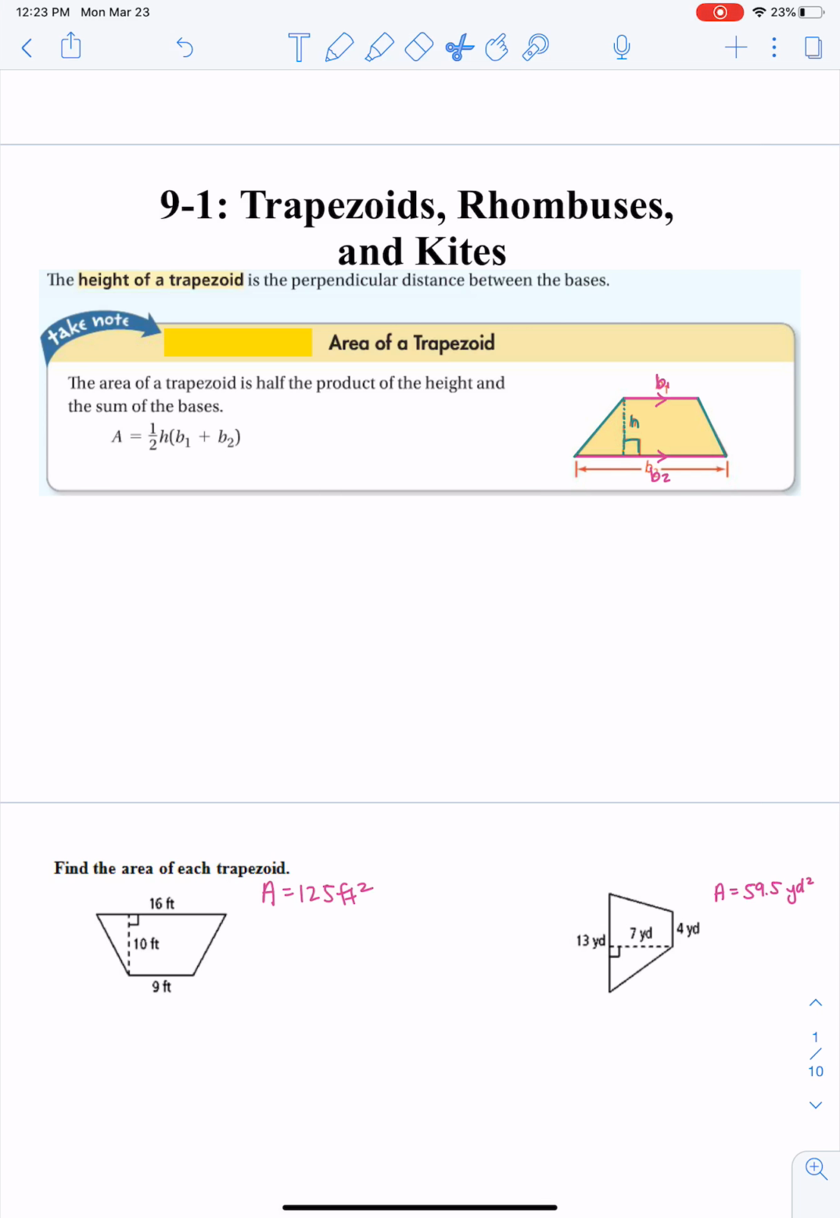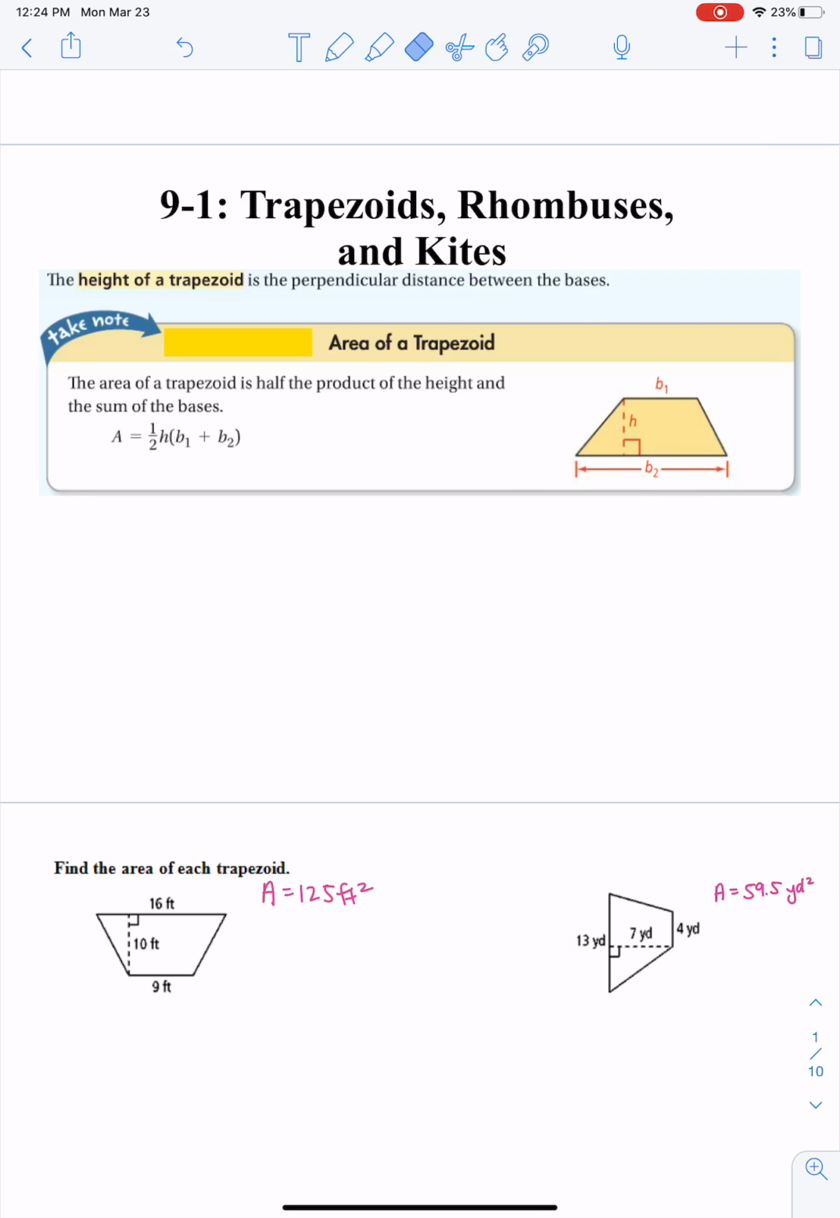Welcome back to Chapter 9. We are still looking at the area of different shapes. Last time, if you recall, we looked at the area of a triangle, a rectangle, and a parallelogram. A rectangle was base times height, as was a parallelogram, and the area of a triangle was 1/2 times base times height. We're going to look today at trapezoids, rhombuses, or rhombi, and kites.